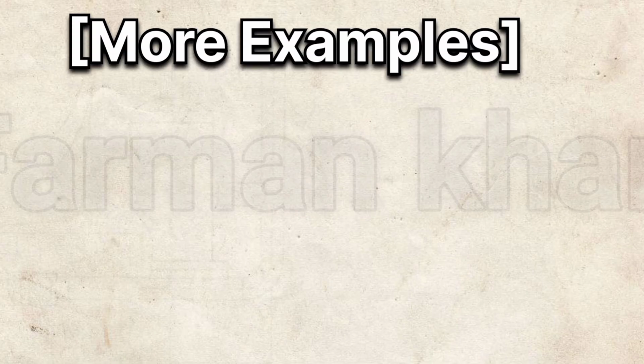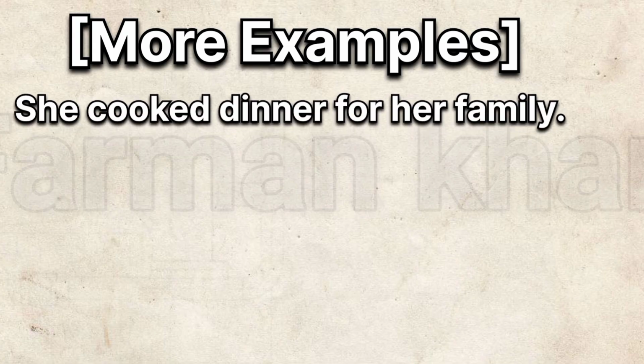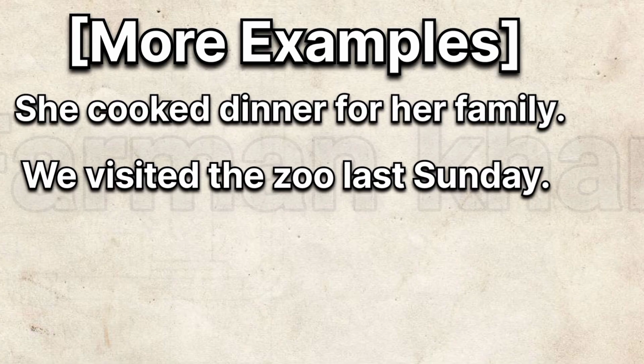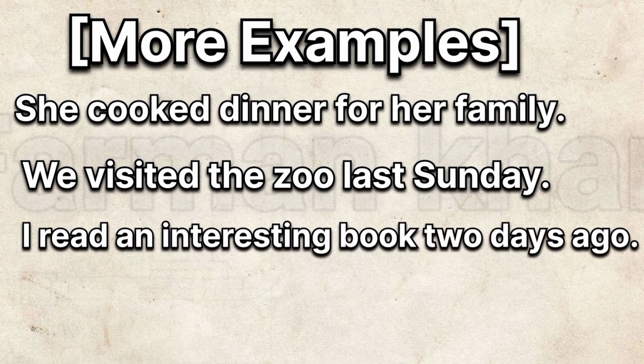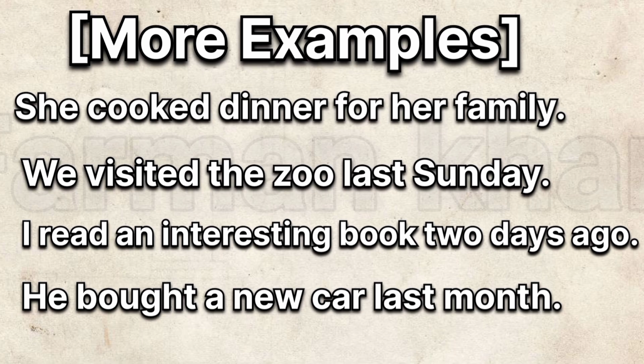Here are a few more examples to help you understand the simple past tense better. She cooked dinner for her family. We visited the zoo last Sunday. I read an interesting book 2 days ago. He bought a new car last month. In all of these examples, the action is completed and happened at a specific time in the past.